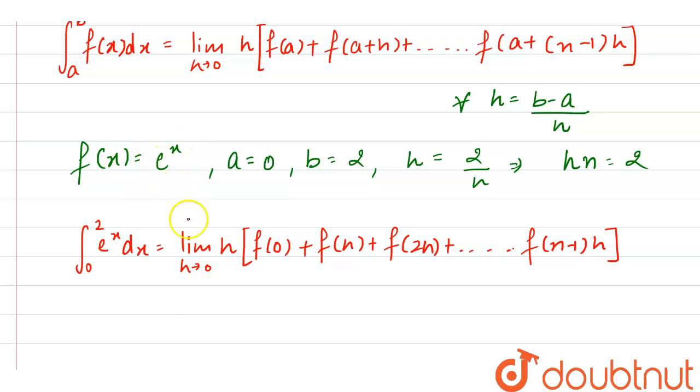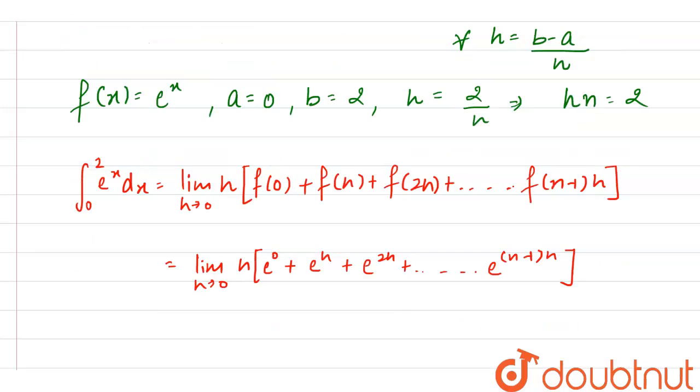Now as f of x is equal to e raised to power x, f of 0 is equal to e raised to power 0. So this equals the limit h tends to 0 of h into e raised to power 0 plus e raised to power h plus e raised to power 2h plus up to e raised to power n minus 1 into h.